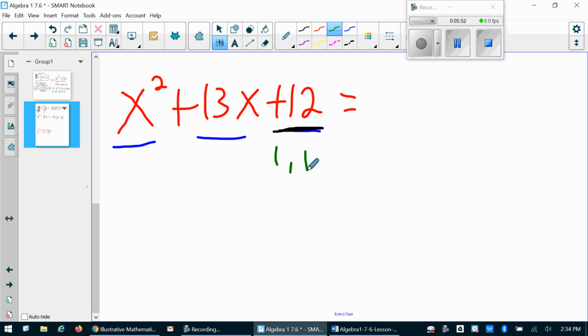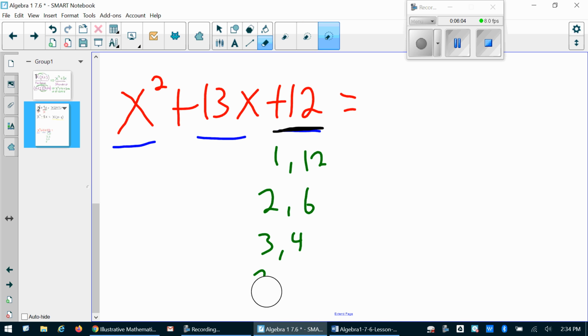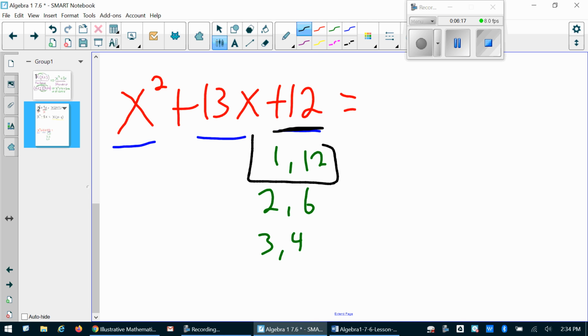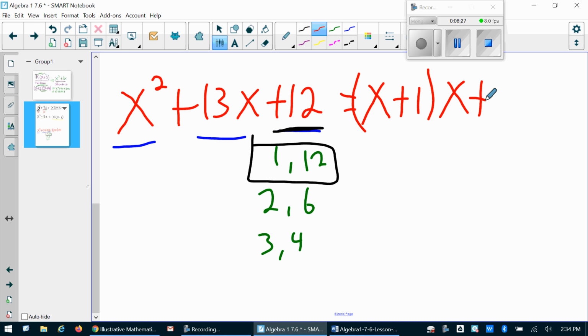1 times 12 is 12. 2 times 6 is 12. 3 times 4 is 12. And that was all of them. I want you to look at those three pairs of numbers and tell me which ones add up to be 13. Hopefully you saw that it's 1 and 12. 1 plus 12 is 13. So when I go to write this factorization, I take those numbers: x plus 1 times x plus 12.